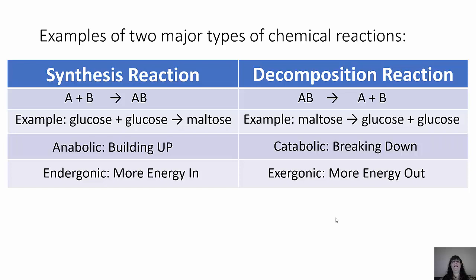Decomposition is breaking something down. So AB yields A plus B, or maltose yields glucose plus glucose. It is catabolic, which means breaking it down. And it is exergonic, meaning it gives off energy. And if you think about it, creating something will take more energy than destroying something. Okay.